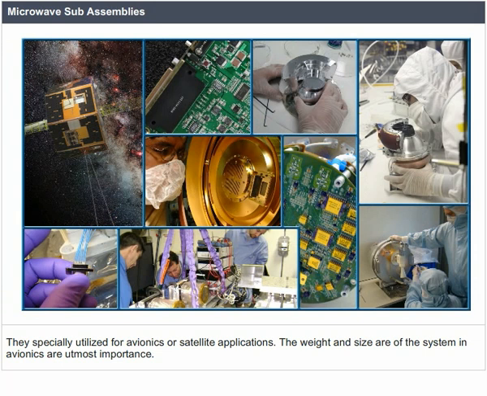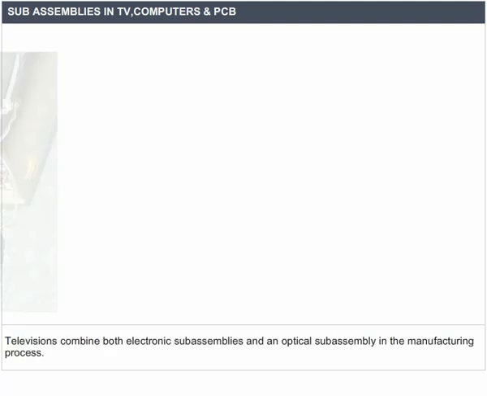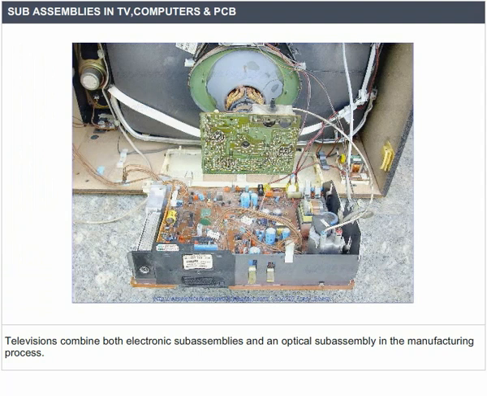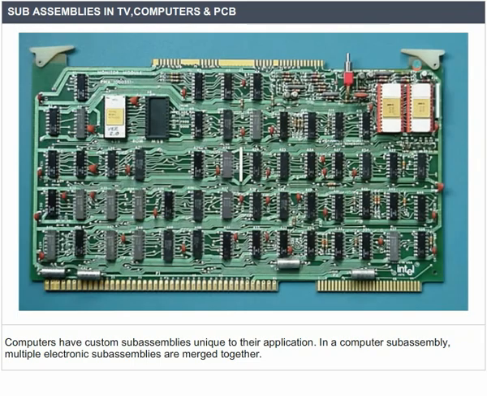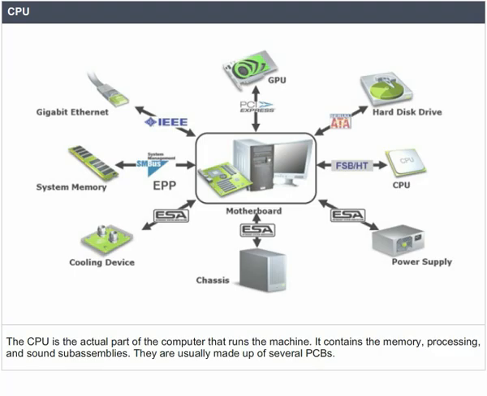Sub-assemblies in TV, computers and PCB. Televisions combine both electronic sub-assemblies and an optical sub-assembly in the manufacturing process. Computers have custom sub-assemblies unique to their application. In a computer sub-assembly, multiple electronic sub-assemblies are merged together to form the Central Processing Unit, or CPU. The CPU is the actual part of the computer that runs the machine. It contains the memory, processing and sound sub-assemblies.